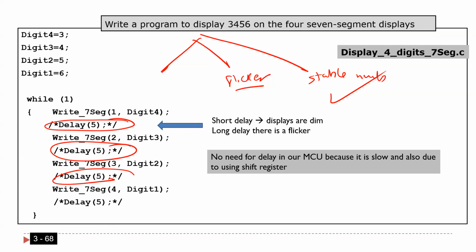The other thing is it can be dim. Dim means that the delay you have here is a very short delay. So why can it be dim if the delay is too short? I'm going to tell you why.